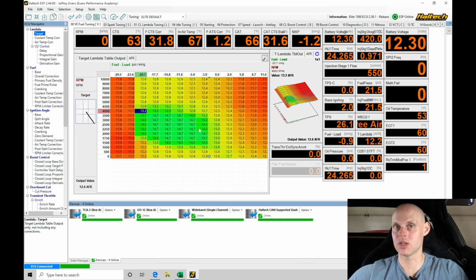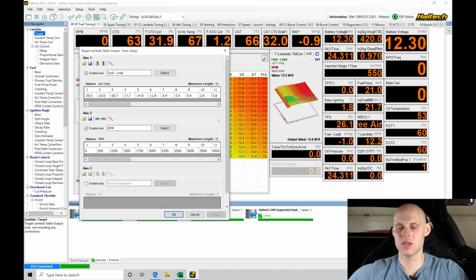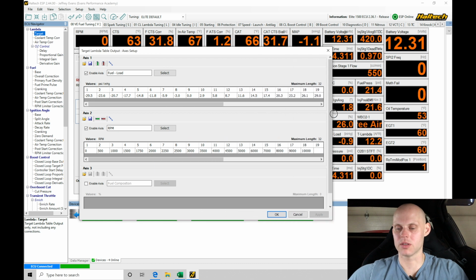Now the rotary engine is going to be a bit different than a piston engine as far as the target air fuels we want to shoot for. Let's go and update this map here. So what I'm going to do first is jump up here into my table axis setup, and we want to configure this a little bit differently.